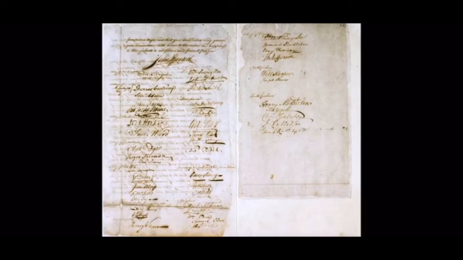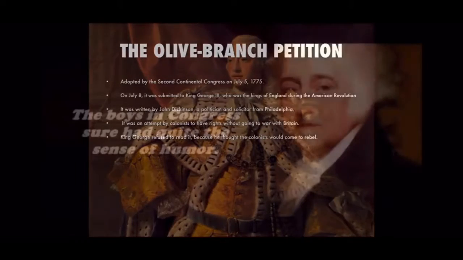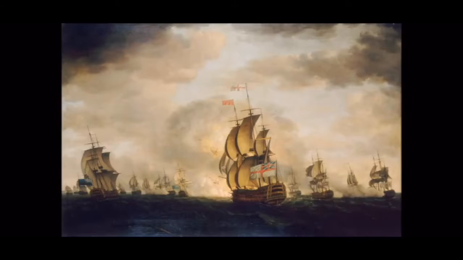In July, Congress sent the Olive Branch Petition to George III as a final attempt to avoid conflict. It blamed Parliament for the war and asked George III to call off the fighting for peace talks. John Adams was disgusted by the document, but signed it anyway. George III refused the petition and sent the Royal Navy to blockade the colonies.